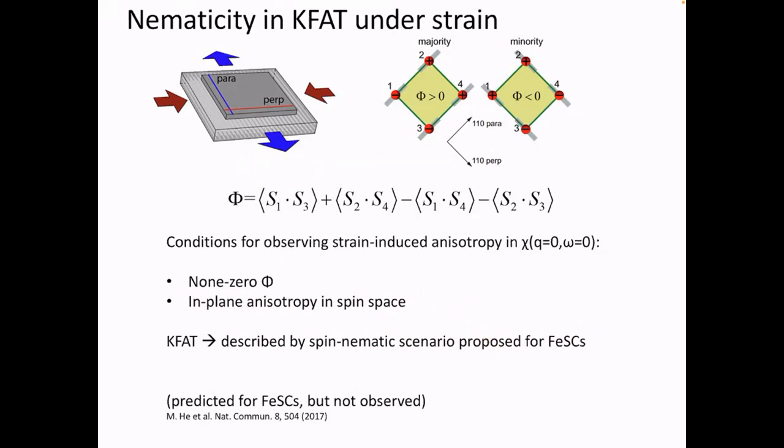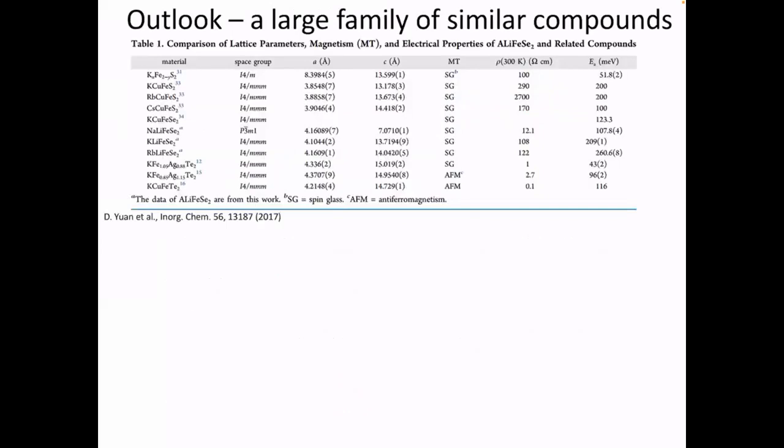Interestingly, this susceptibility anisotropy is also predicted for the iron-based superconductors in the tetragonal paramagnetic state once you apply strain to it, but it has not been observed. There, possibly, the reason is that the spin susceptibility is just inherently too small. Whereas in this case, because it's a local moment with a fairly sizable moment, it's much easier to observe this directly.